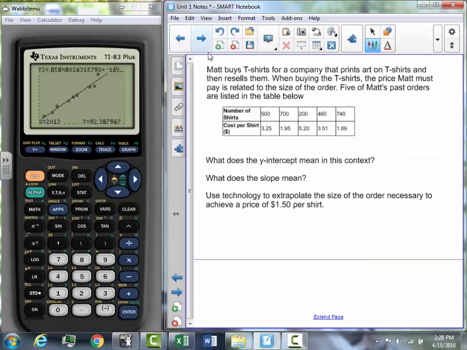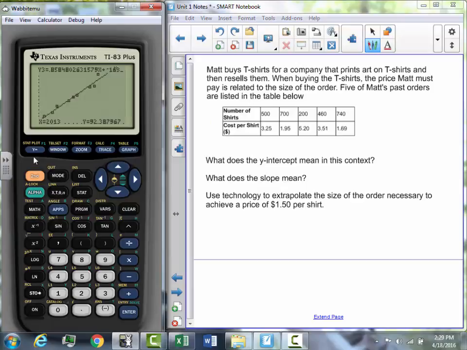So, okay, let's try another one. If you weren't here for the first example, let's take it from the very top again. So first thing you're going to want to do is go back to your y equals, and you're going to want to clear out anything that's old in there. So, like, I'd turn off the equation. I may even go back and turn off your plot. So make sure that your calculator is completely fresh.